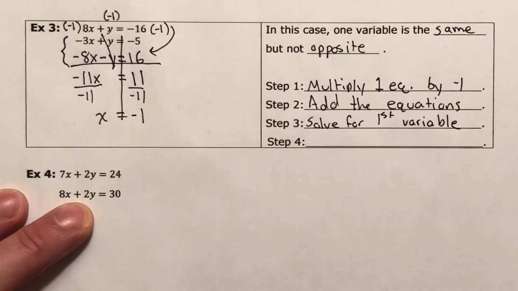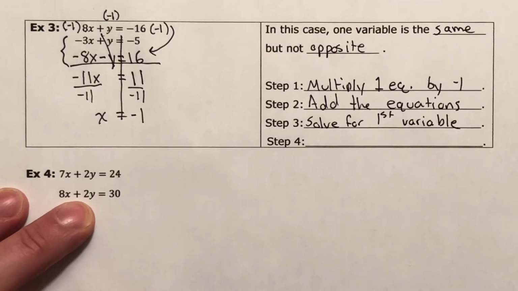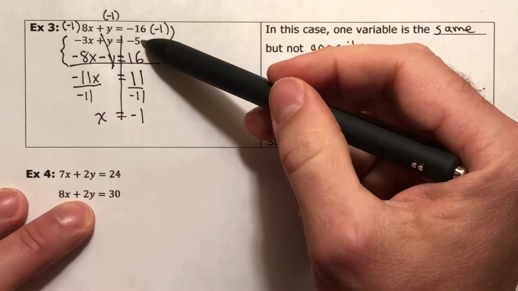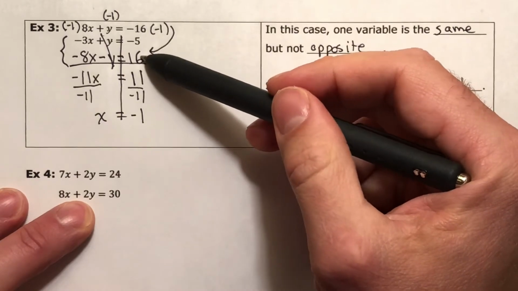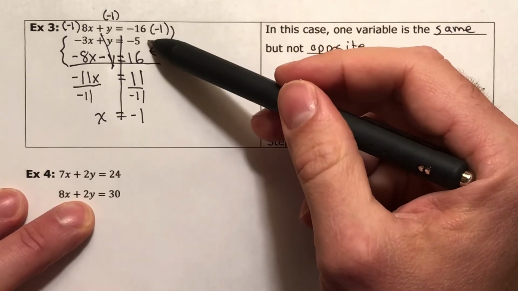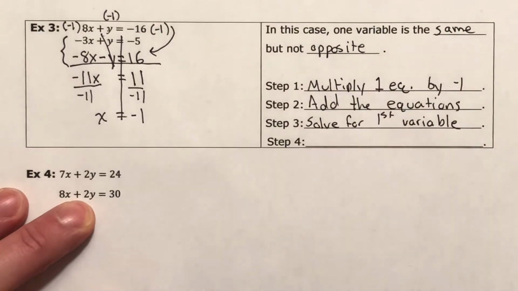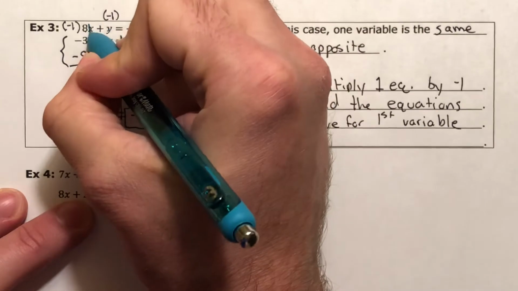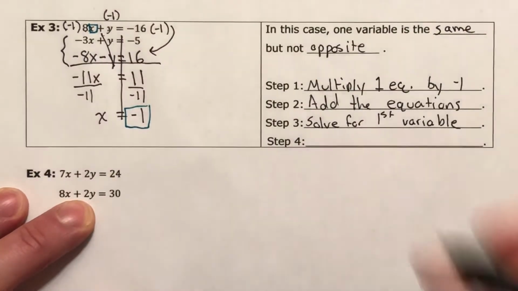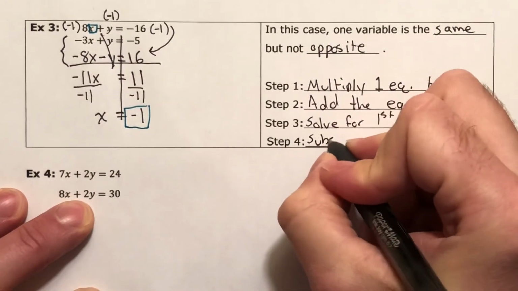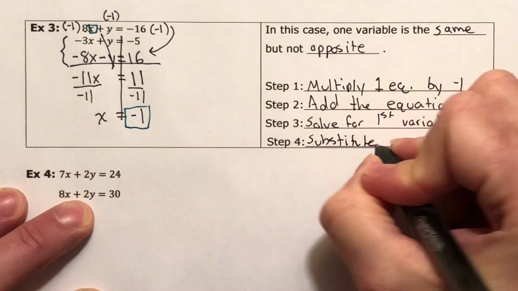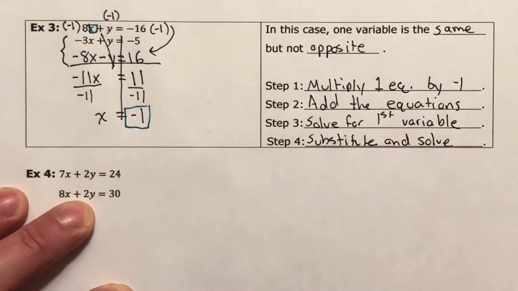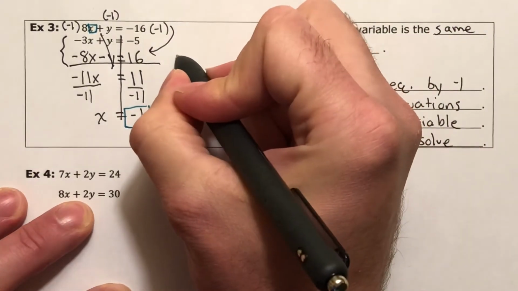Now that we know that x is negative 1, we can substitute it into either of the two original equations, or you could even do the one that you multiplied, but usually the original ones are easier. So substitute it into one of the original equations. I'm just going to pick the top one and solve for y. All right, so I'll rewrite the top equation with negative 1 in place of x.